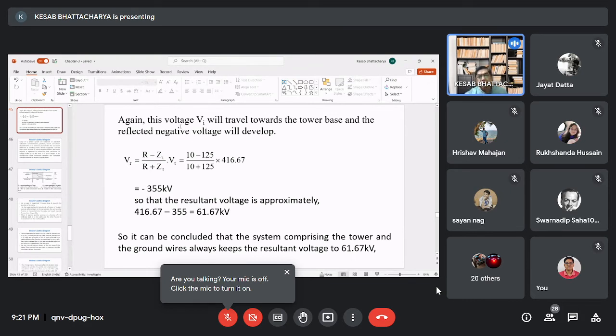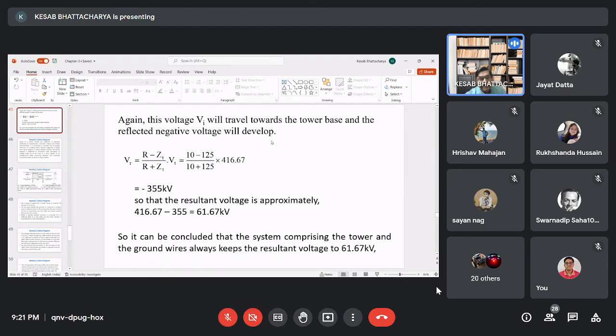Now again, this voltage Vi will travel towards the tower base and the reflected negative voltage will develop. Let us find out the magnitude of the reflected negative voltage using the same method, same relations, (R minus Zt) by (R plus Zt) into Vt, that is equal to minus 355 kV, so that the resultant voltage is approximately 61.67 kV as before. So it can be concluded that the system comprising the tower and ground wires always keeps the resultant voltage to 61.67 kV.